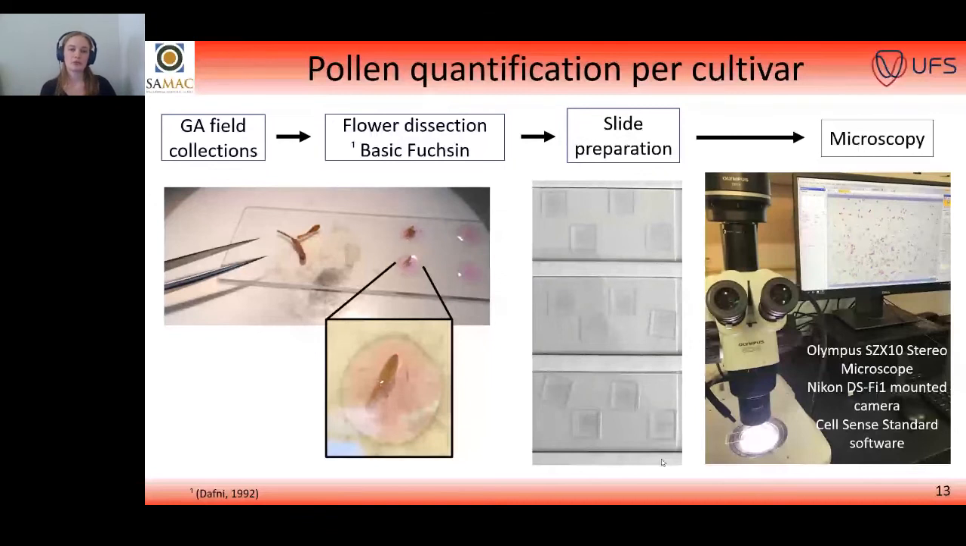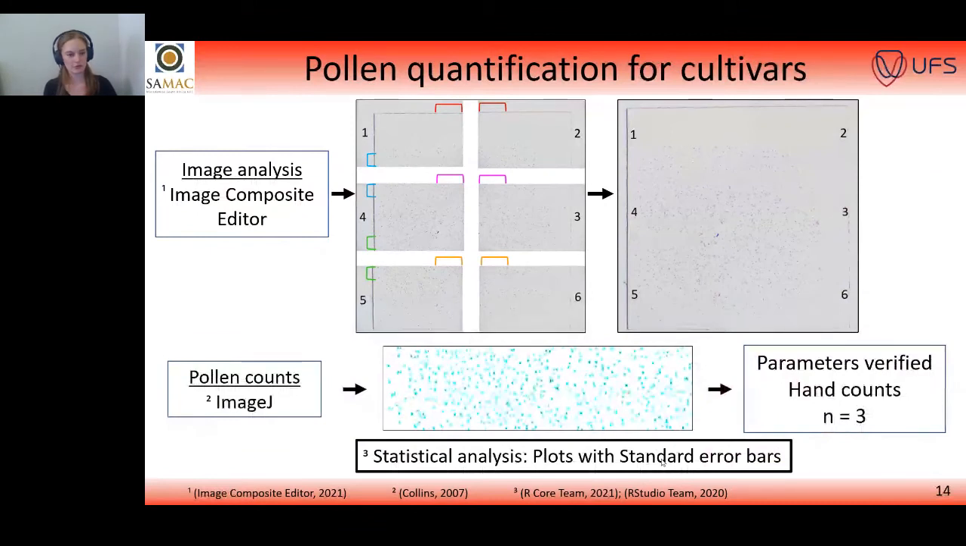6 individual photos were taken per microscope slide and then stitched together using imaging software. These stitched images were then run through ImageJ to count the pollen grains. The parameters for ImageJ were also verified with hand counts.